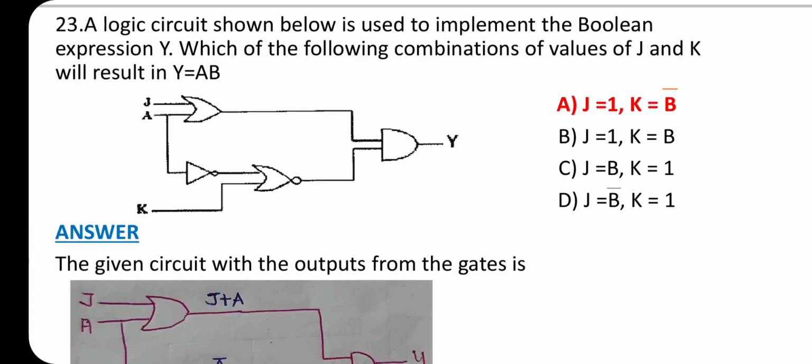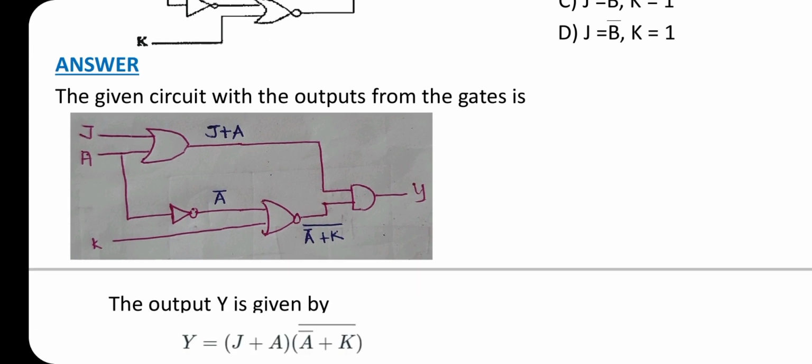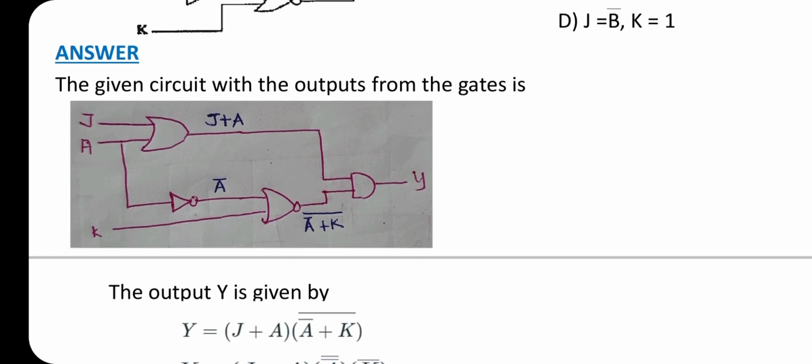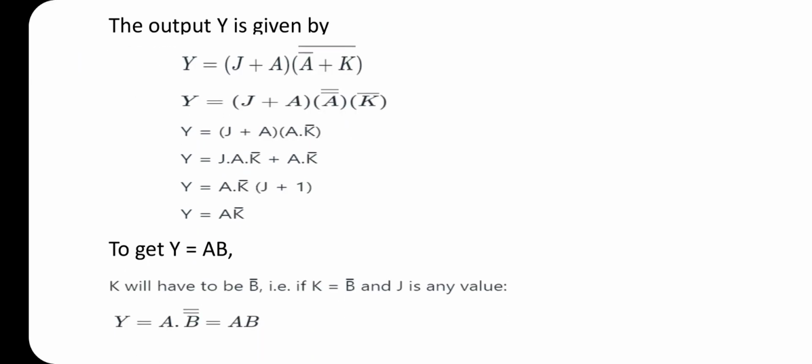The circuit shown below is used to implement the Boolean expression y. Which of the following combinations of values of j and k will result in y equals ab? First, find the Boolean expression of the given circuit and then compare it with our required final expression. Consider the circuit. The output of the OR gate with j and a inputs is j plus a, and the output of the NOR gate is (a bar plus k) whole bar. The final output is y equals (j plus a) into (a bar plus k) whole bar.